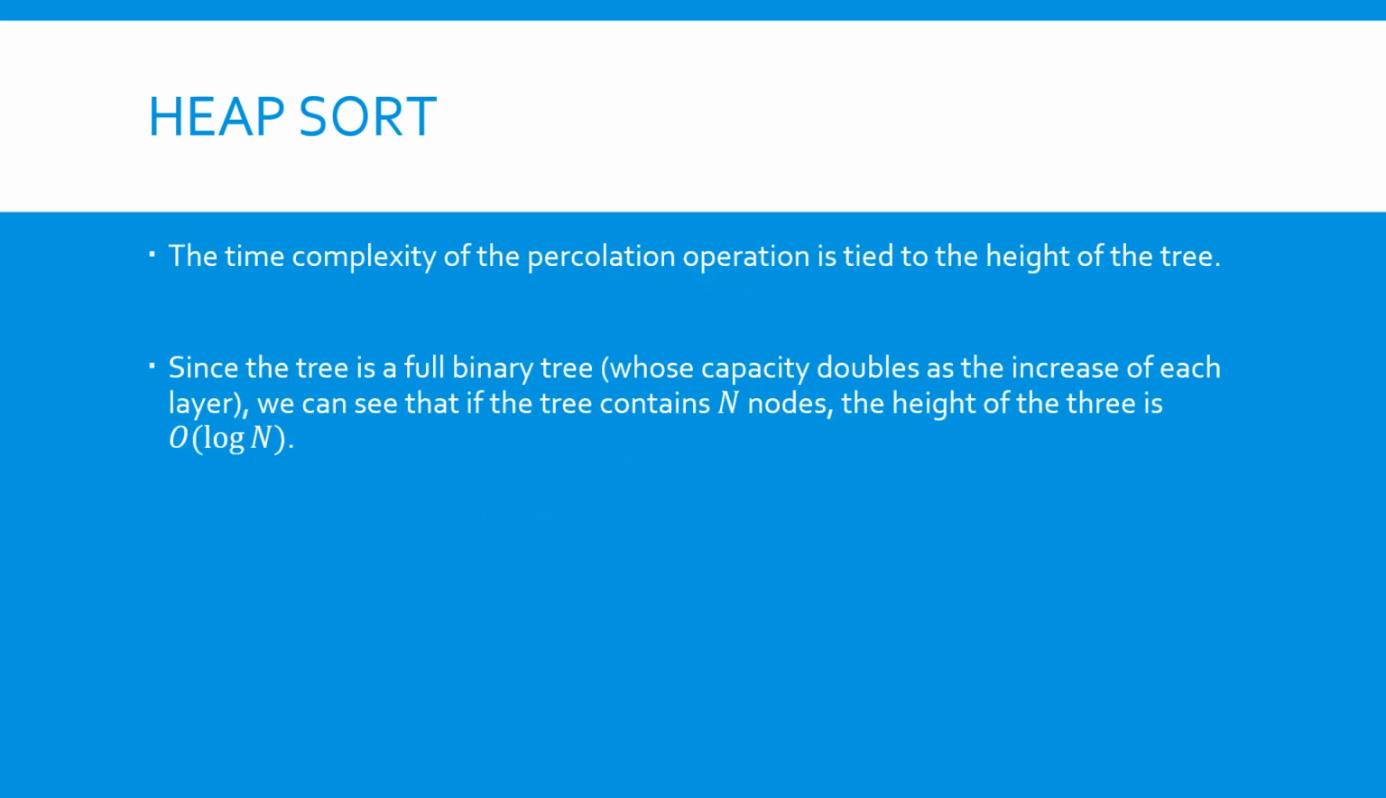From the procedure, we can see that the percolation operation takes an effort that is linear to the height of the tree. Because the heap is a full binary tree, the capacity of the heap doubles for each additional layer. In this case, we can store n nodes in a heap with a height of log n. It follows that percolation operation takes O(log n) time.